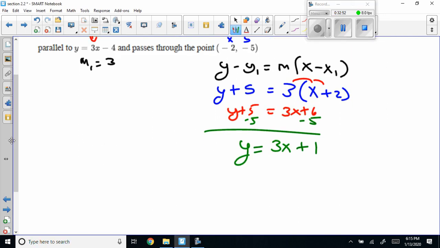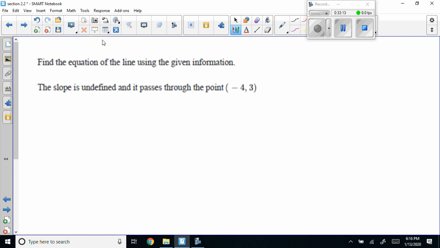Okay? I think it's more efficient, quicker to get to where you need to go. It just makes sense. Fair enough? Any questions on this? All right. Let's see what you can do with this one. Find the equation of the line given the information. Slope is undefined and it passes through that point. You have 45 seconds to answer. Go.